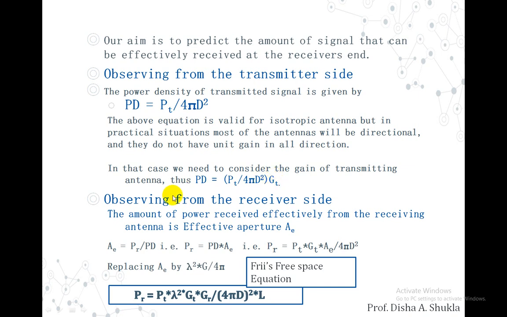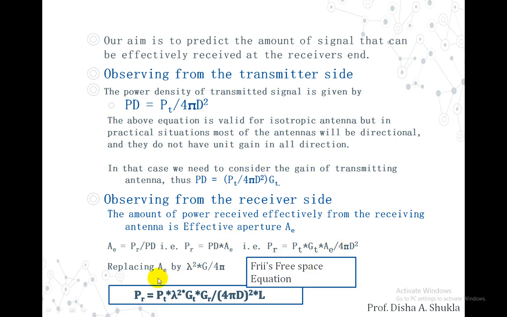Now observing from the receiver's side, the amount of power received effectively by the receiving antenna is given by the effective aperture AE, where the effective aperture is PR upon PD, and therefore making PR the subject of the equation, PR is equal to PD into AE. Now PR will be equal to PT into GT into AE divided by 4 pi d square, wherein we are substituting the value of PD in this equation.